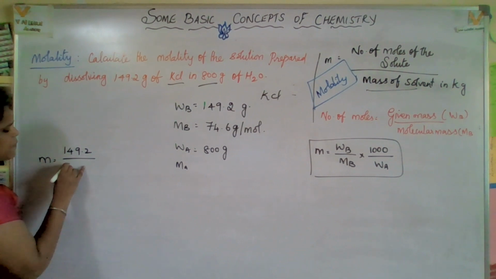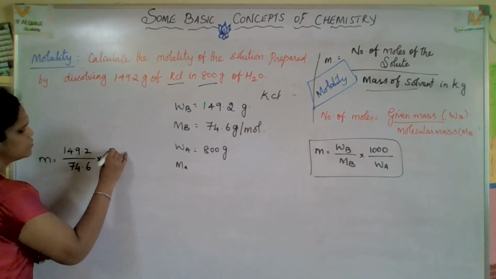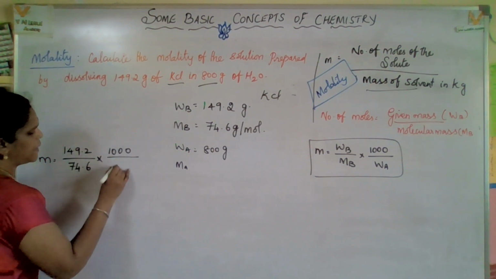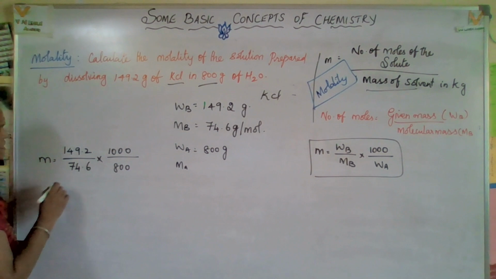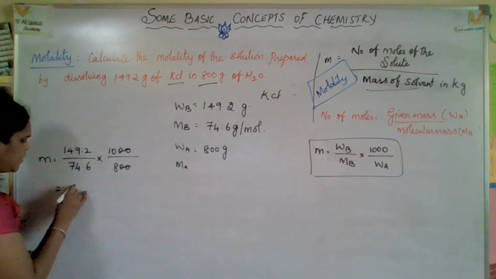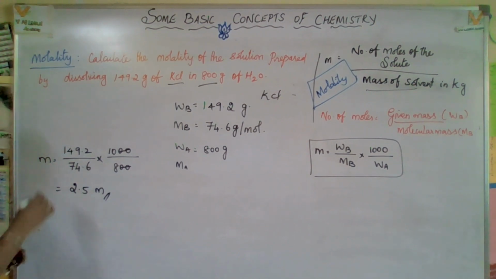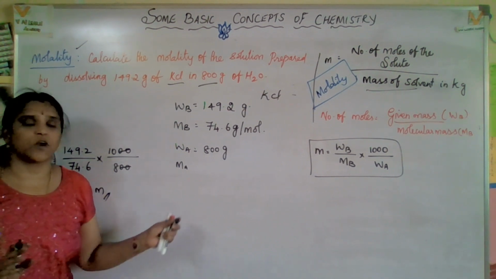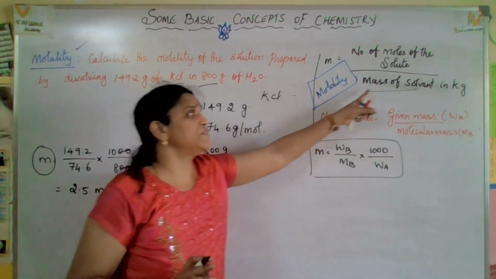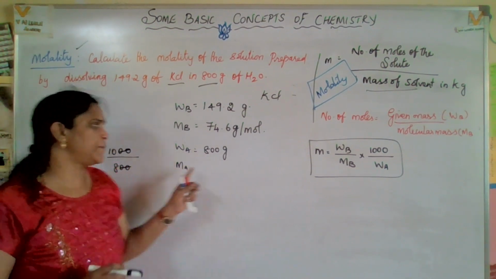149.2 divided by molecular mass 74.6 into 1000 divided by 800. Right, now here what is the answer? You will get 2.5 small m. Why did I mention the small m? Small m denotes the molality of the solution. The same concept only. The only thing is the mass of the solvent in kg. That is what we provided here.